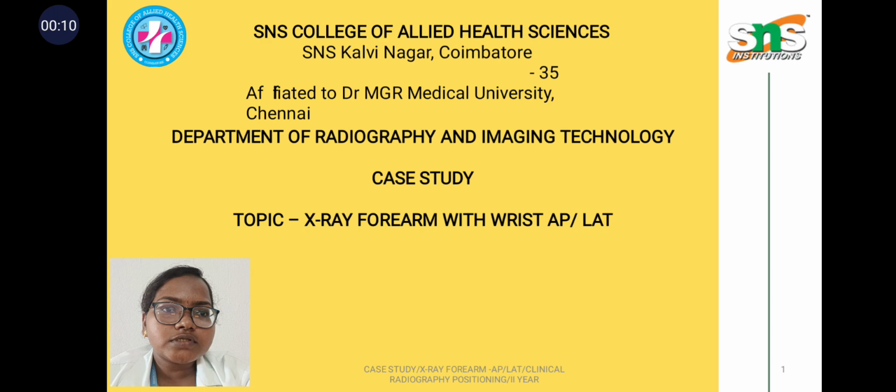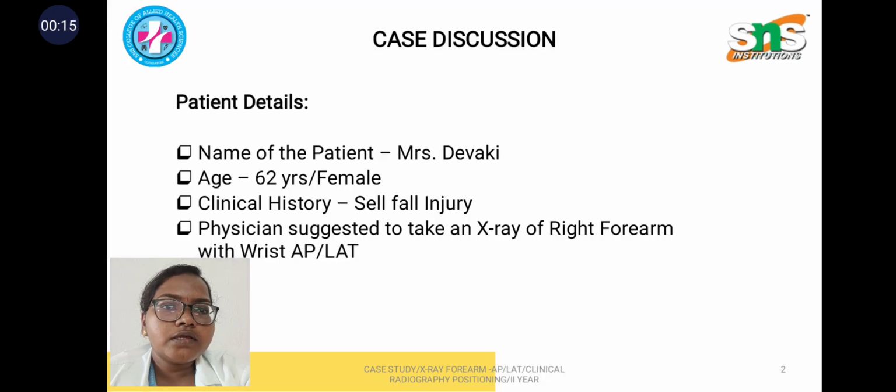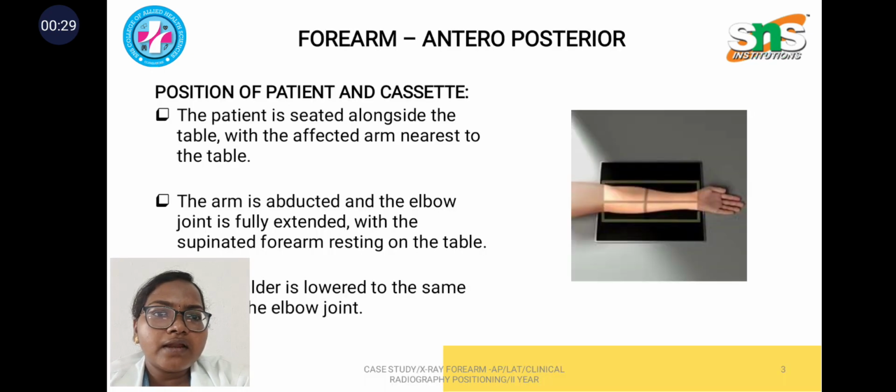Here I am going to discuss a case study on X-ray forearm with wrist AP and lateral. Here comes the patient details. The patient name is Mrs. Devaki, aged 62 years, female, who came with a history of self-fall injury. The physician suggested to take an X-ray of right forearm with wrist AP and lateral.